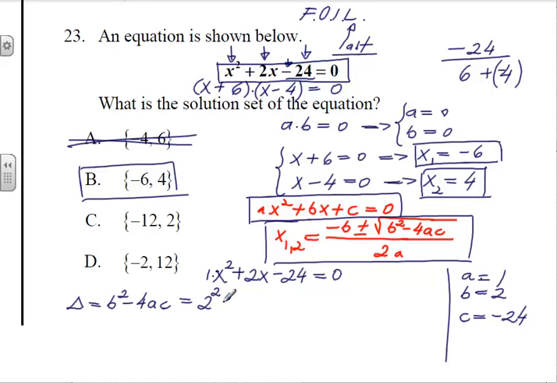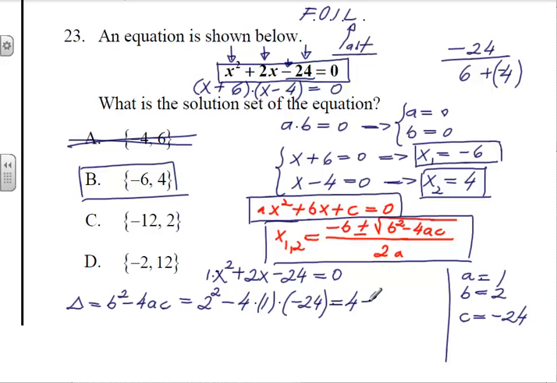And you have what? B squared. What is b? B is 2. 2 squared minus 4 times a, which a we said is 1. I'm going to put parentheses here, although they're not needed, just for you to understand what number goes where and what I am doing here. Times c, and my c would be negative 24. Moving on.